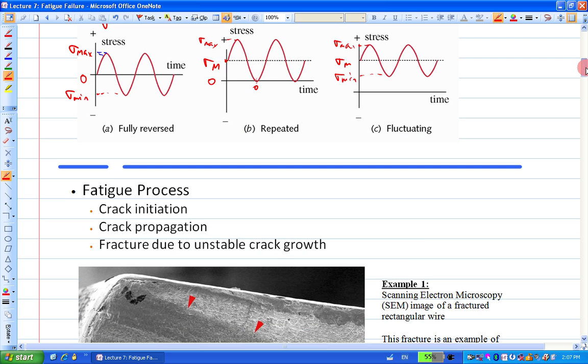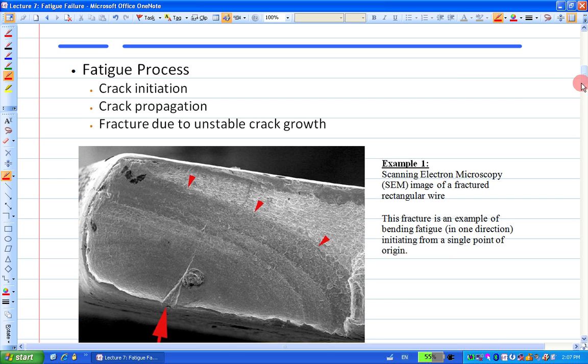Okay, so now let me touch upon a little bit about the mechanics of this fatigue process. In your more advanced mechanical engineering courses, you have a standalone course called fatigue mechanics, where they talk about the whole process, the whole mechanics of fatigue failure. But in short, there are three things involved in the fatigue process: first, crack initiation, then crack propagation, and then fracture due to unstable crack growth.